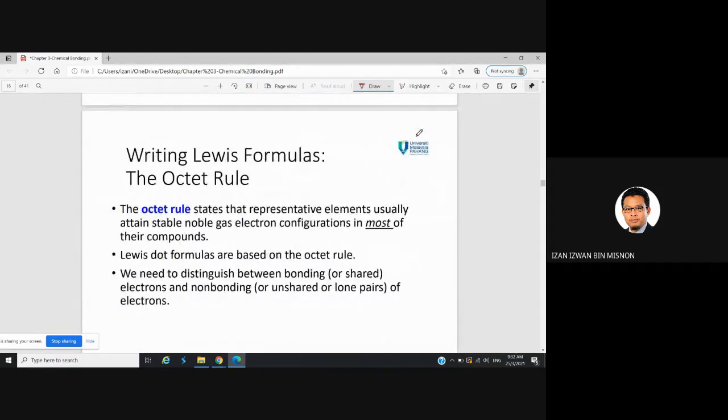Now, on writing the Lewis formula, the octet rule states that representative elements usually attain a stable noble gas electron configuration in most of their compounds, and Lewis dot formulas are based on the octet rule. So we need to distinguish between bonding or shared electrons and non-bonding or non-shared electrons, or lone pairs of electrons.